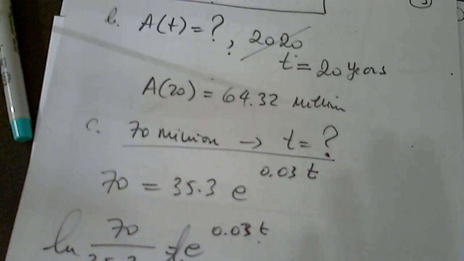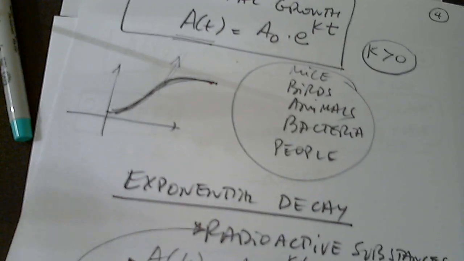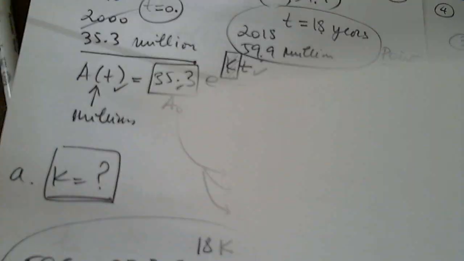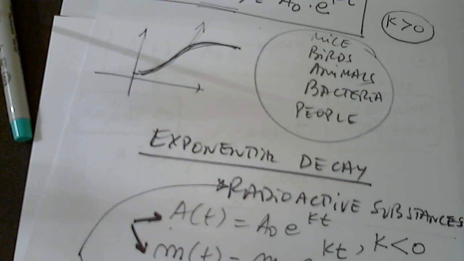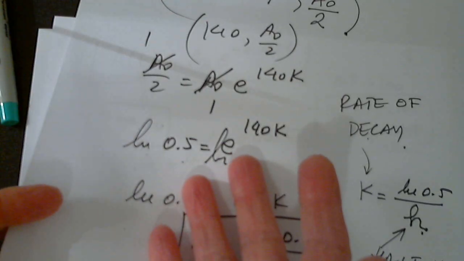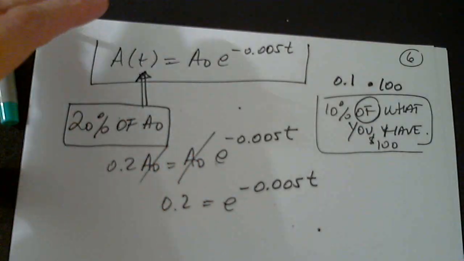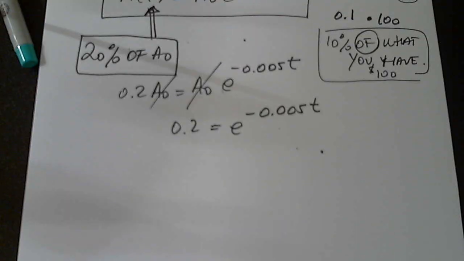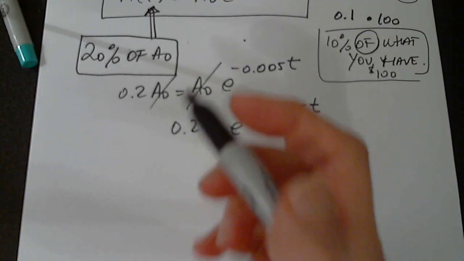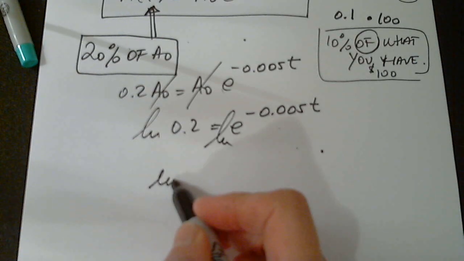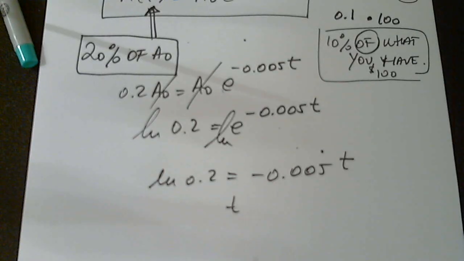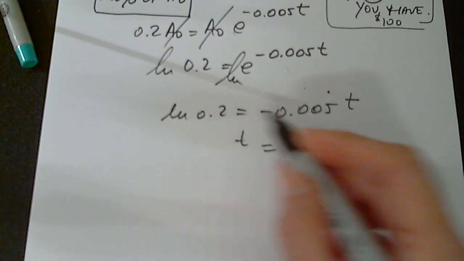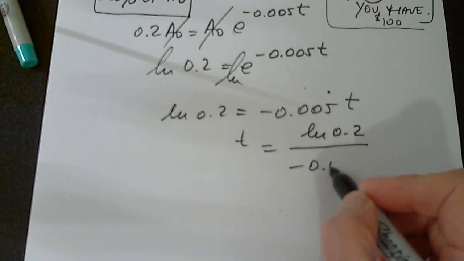What do I mean by that? This was the first time, this was the second time, this was the third time, all of them the same equation, and this is the fourth time. So you should be dreaming about this equation. Again, natural log: natural log 0.2 equals negative 0.005t. So then t is natural log 0.2 over negative 0.005.